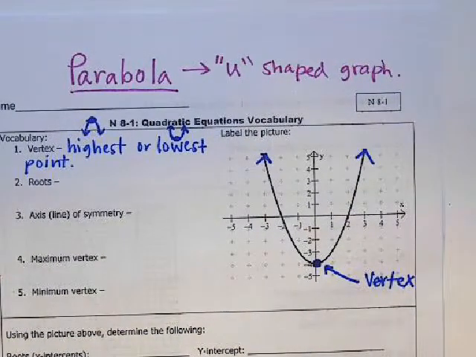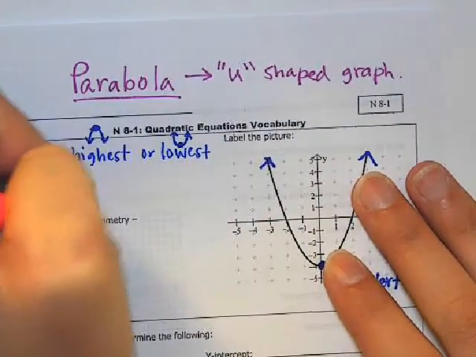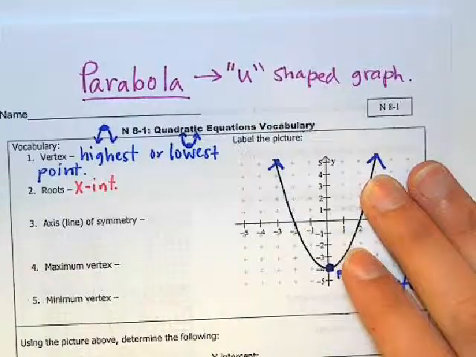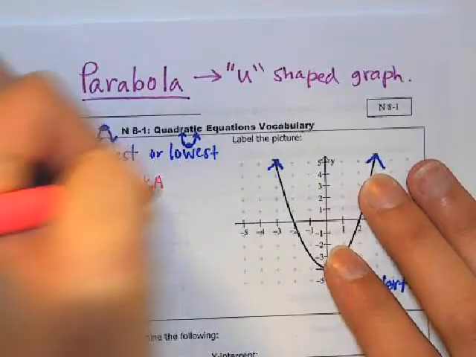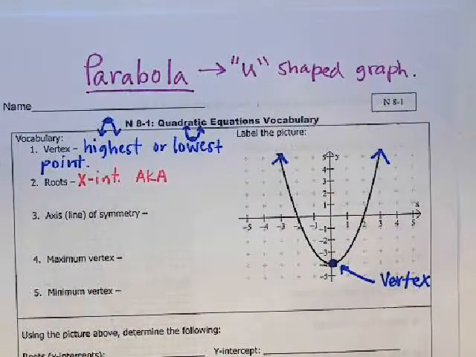Okay, definition number 2 is roots. Roots mean x-intercepts. Okay, what does AKA mean? AKA means as known as, also known as. So your x-intercept, these roots are also known as.